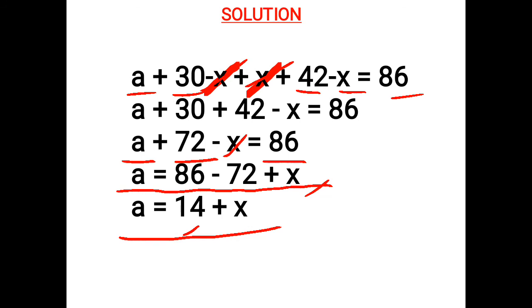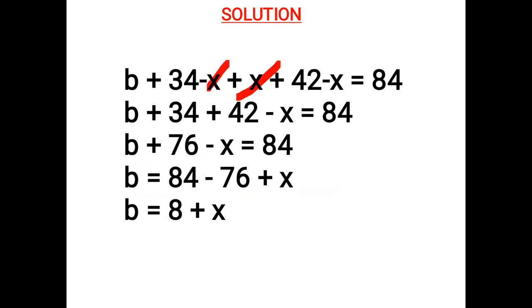Similarly, b plus 34 minus x plus 42 minus x is equal to 84. So negative x cancels positive x. So we are left with b plus 34 plus 42 minus x equals 84. 34 plus 42 should give us 76. Then our minus x is here is equal to 84. Then what do we do next?